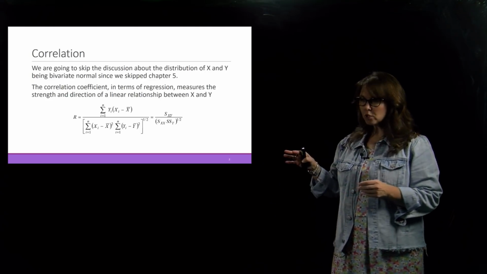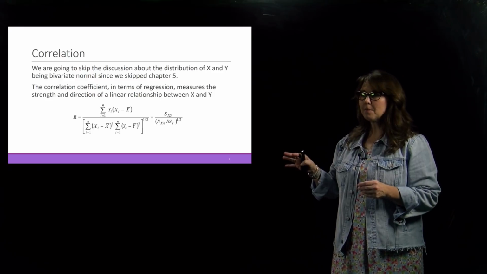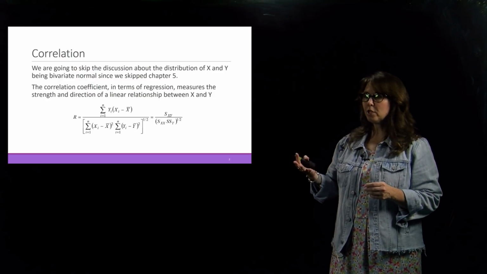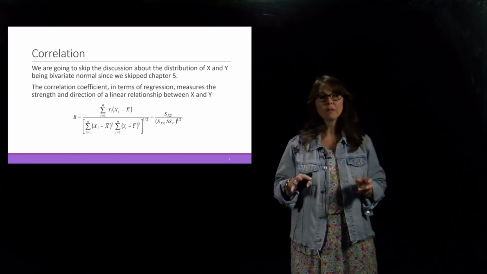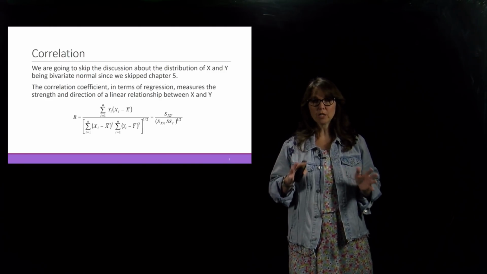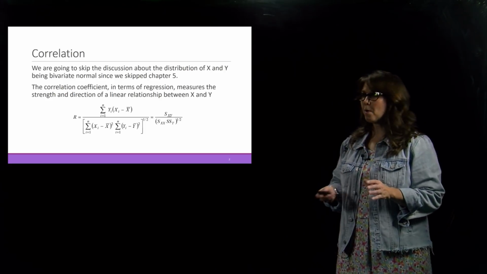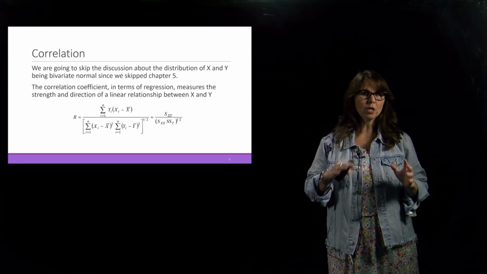First of all, if you look in the book, we're going to skip the discussion about the distribution of x and y being bivariate normal, because we haven't talked about the idea of bivariate normality, which is discussed in Chapter 5. So don't worry about that part and just skip to the part that we're actually covering.